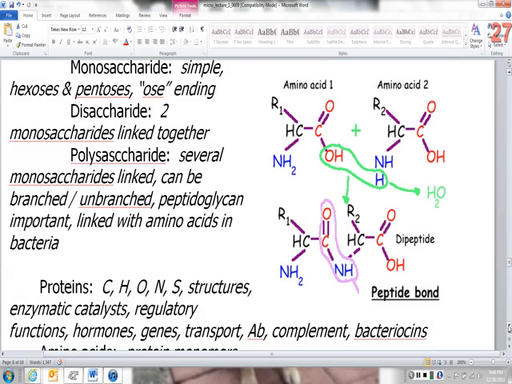Amino acids are held together by the peptide bond, which uses a dehydration synthesis to form covalent bonds. So here you can see you've got amino acid 1 and amino acid 2. The dehydration synthesis is pulling off a hydroxyl with another hydrogen on the other side to form H2O, or water.